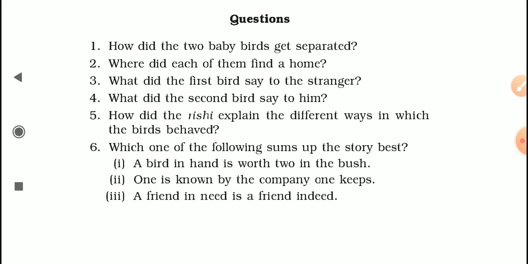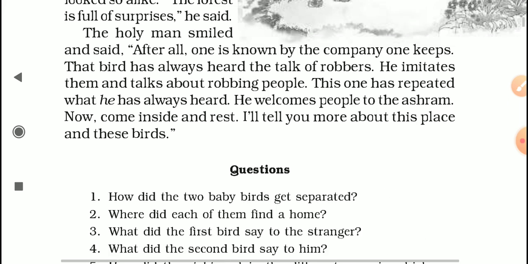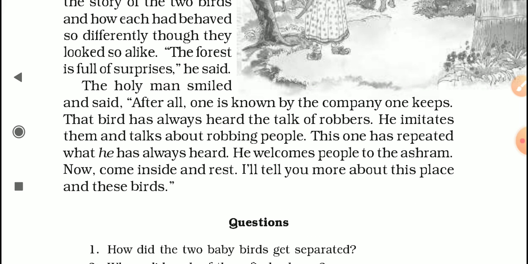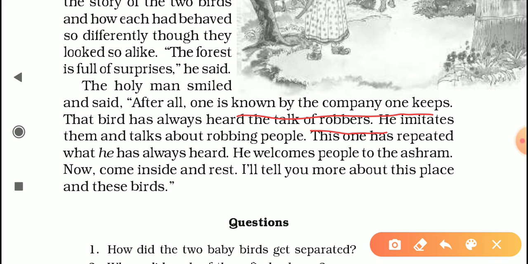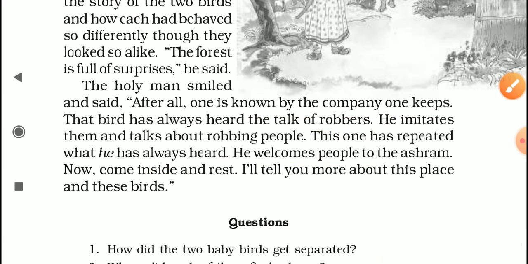What did the second bird say to him? The second bird welcomed him in the ashram and asked him to take rest. How did the rishi explain the different ways in which the birds behaved? So, how did the rishi explain? You can see he had explained that one is known by the company one keeps. Why? Because the first bird repeats the talk of robbers with whom that bird has lived, and the second bird welcomes people because that's what he has always heard.